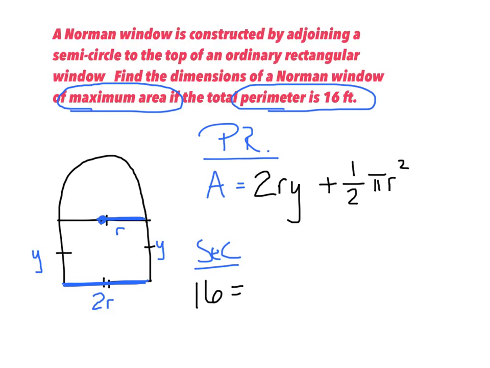Perimeter tells us to add all of the sides. Now, just take your time with this one. I'm going to have y plus 2r plus y. Would you agree that's the perimeter, the outside edge of this? So let me say that again. That's 2y plus 2r. Now here's where it gets tricky.